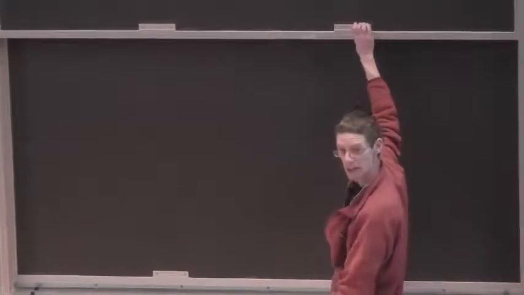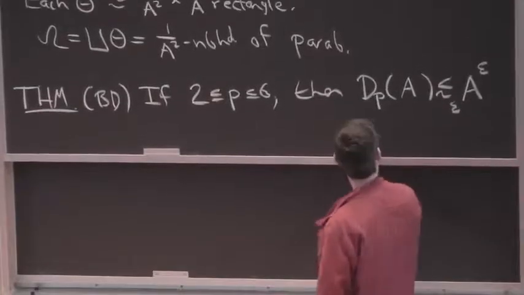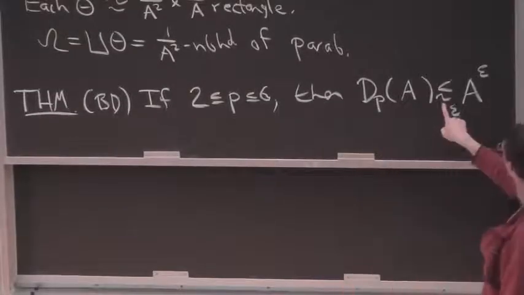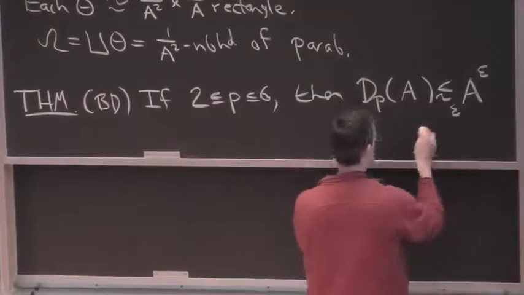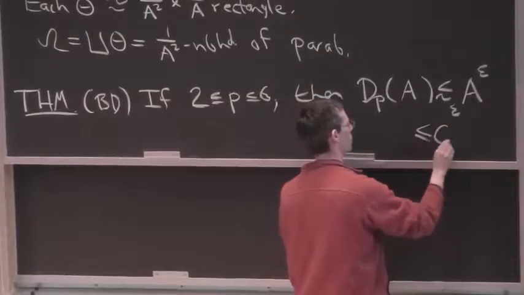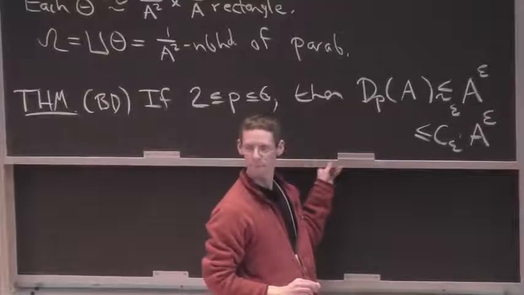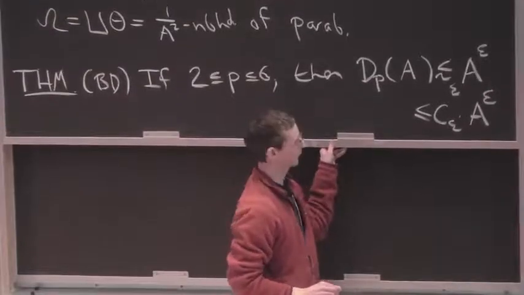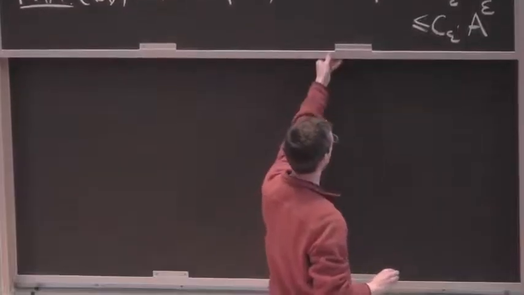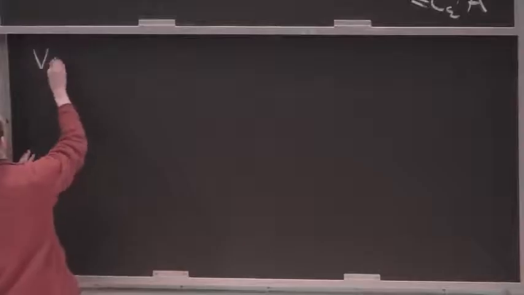What is the small epsilon? Thanks. Yeah, the subscript means that there's an implicit constant here that depends on epsilon. So this is an abbreviation for less than or equal to a constant depending on epsilon, times A to the epsilon. OK. So there are a bunch of variations.